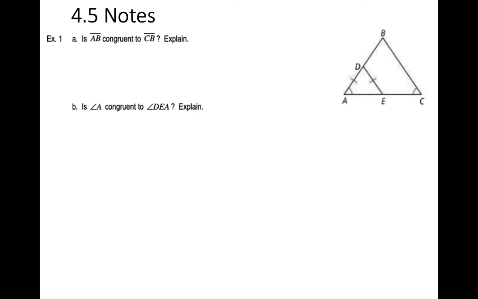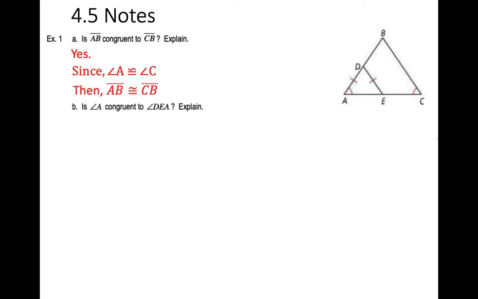Okay, the first one is asking, is AB congruent to CB? Well, the answer is yes. And how do we know that? Because angle A is congruent to angle C. So this is the converse of the theorem. If those two angles are congruent, then the sides opposite those angles are congruent. So in that case, AB is congruent to CB.